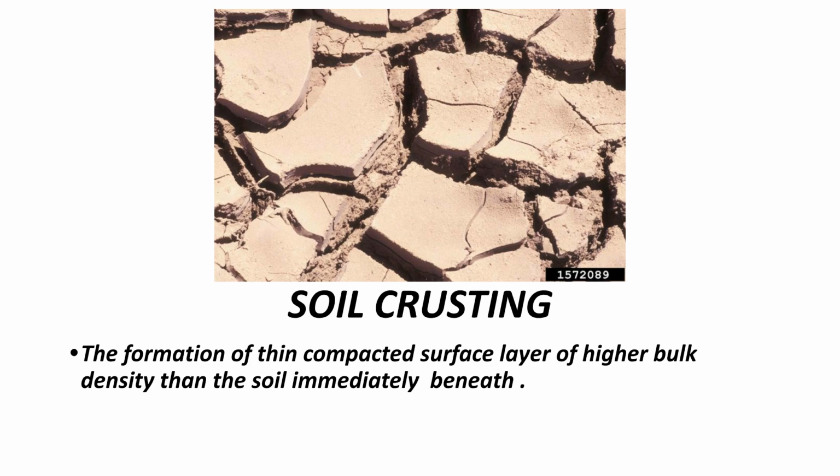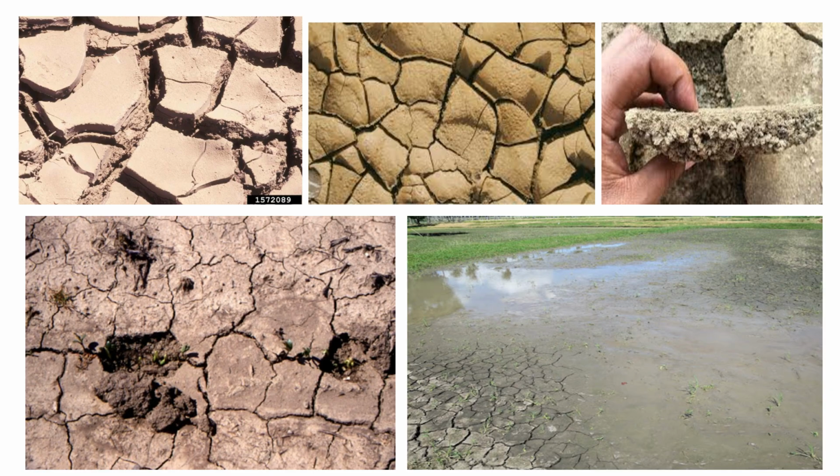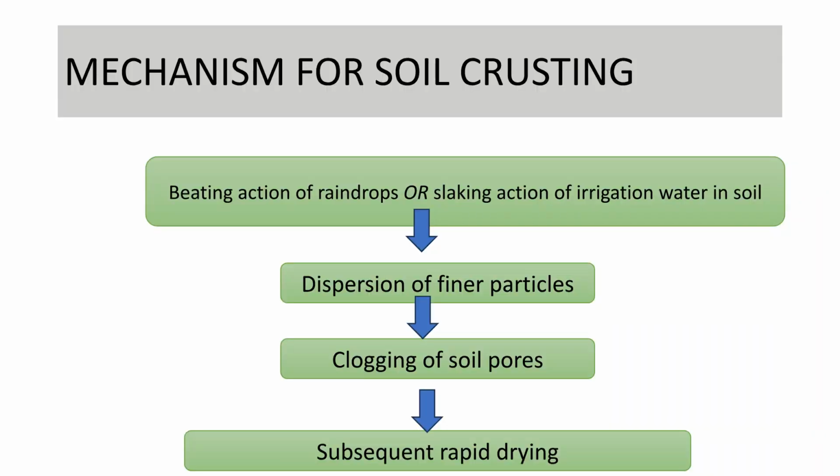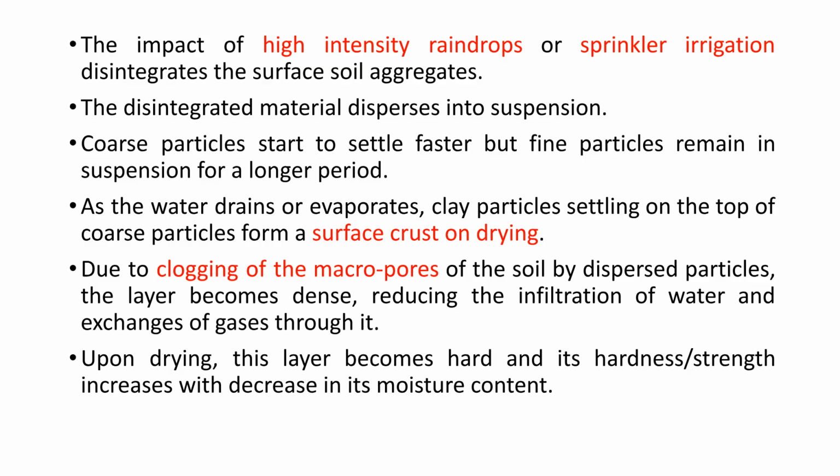Soil crusting is the formation of a thin, compacted surface layer with a higher bulk density than the soil immediately beneath it. This slide visually illustrates various forms and consequences of soil crusting in different agricultural settings. The mechanism for soil crusting involves the beating action of raindrops or slaking action of irrigation water, leading to the dispersion of finer particles. The dispersed material clogs soil pores.